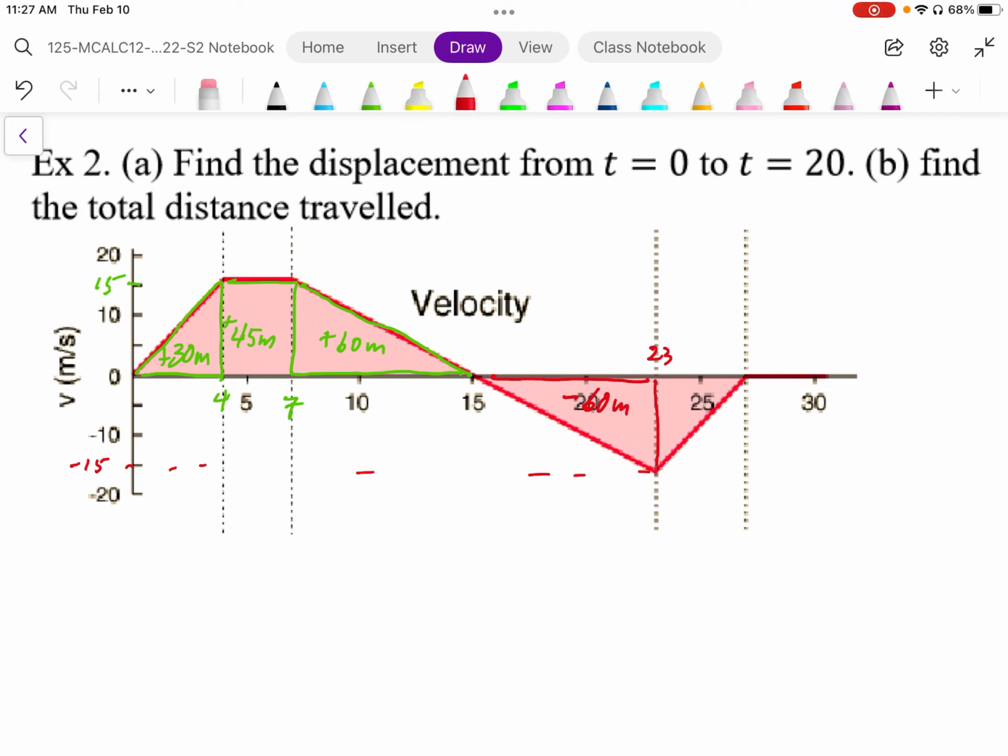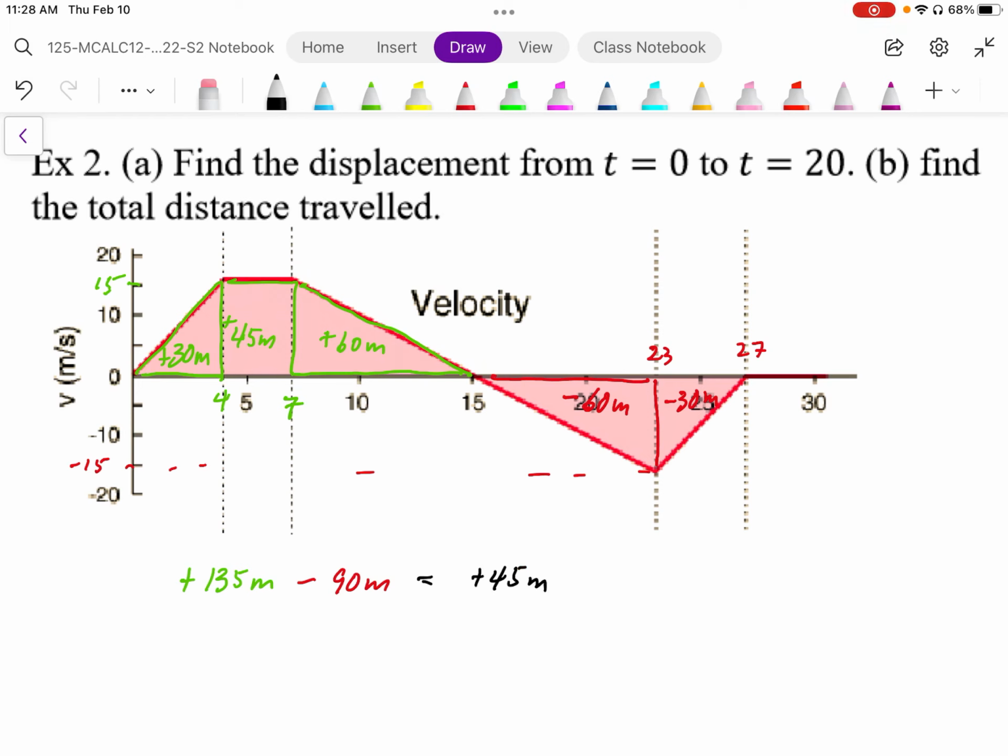And then here I have 15, so it's 23 to 27, so a width of 4, a height of negative 15, so that's going to be 4 times 15 divided by 2, which gives me negative 30 meters of displacement. Okay, so we have two parts that actually cancel out, and we could actually just physically cancel those out. We didn't even have to calculate them. But adding up my total positives, I end up with 135 meters, and below I have 90 meters, and so I end up with a net displacement of positive 45 meters.